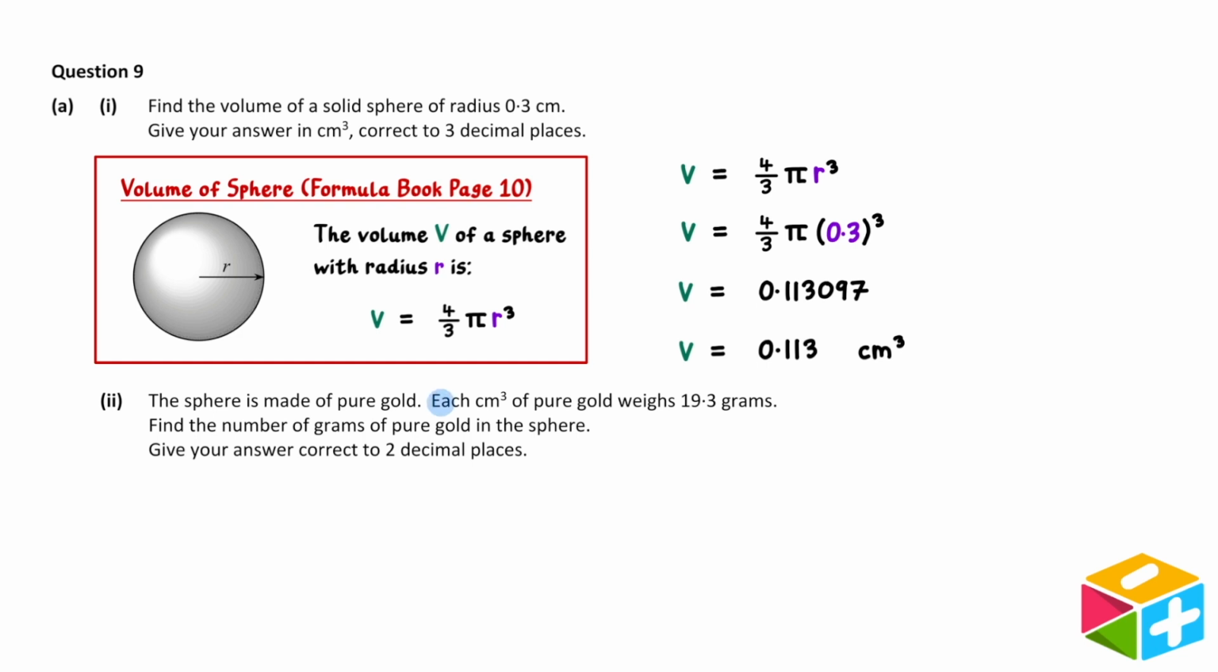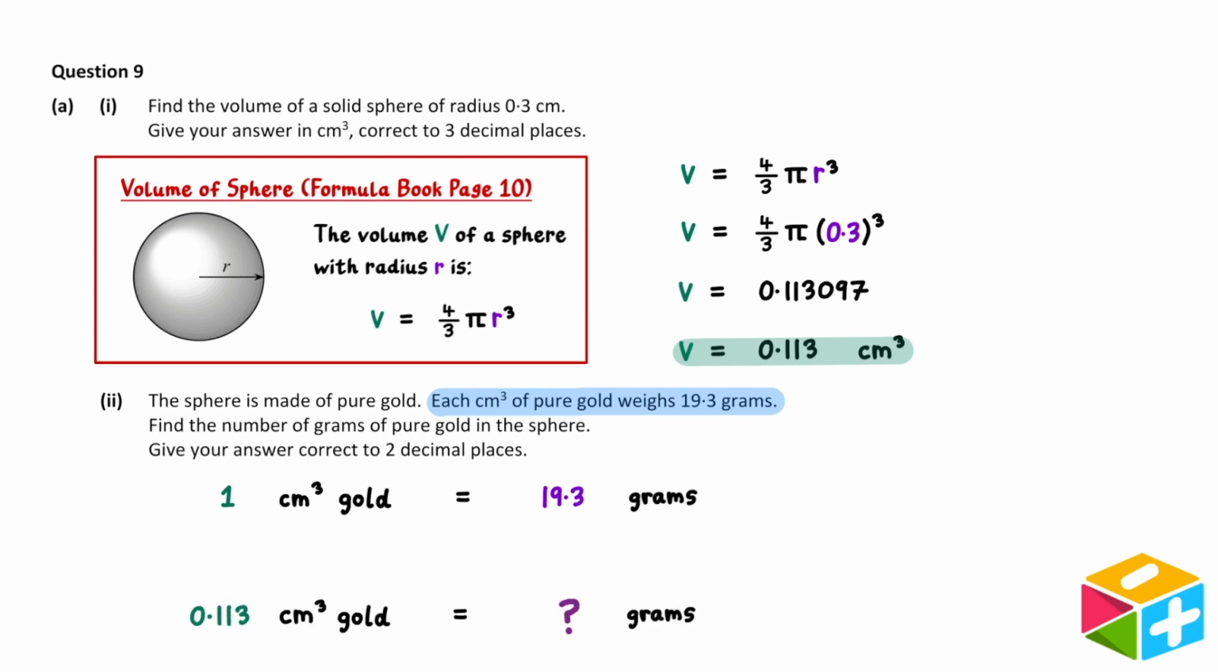We are told that each centimetre cubed of pure gold weighs 19.3 grams. We can formulate this in an equation by stating that 1 centimetre cubed of gold is equal to 19.3 grams. In the first part of the question, we found out that the sphere contains 0.113 centimetres cubed of gold. So, how many grams does this correspond to?